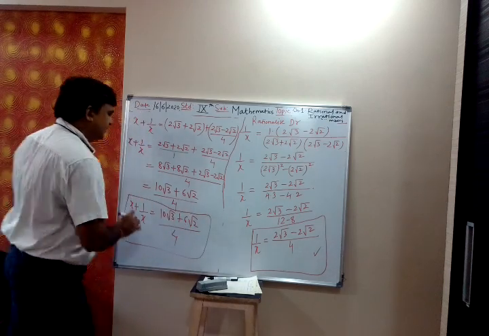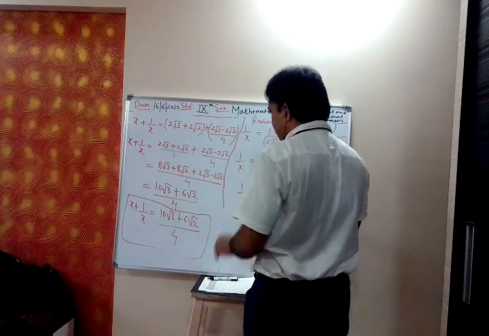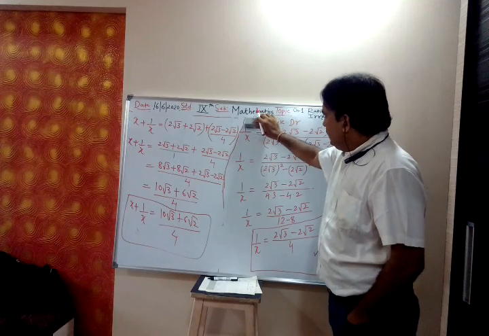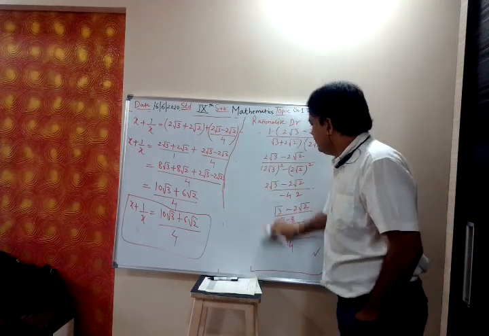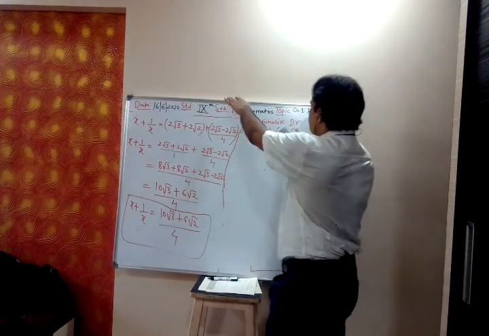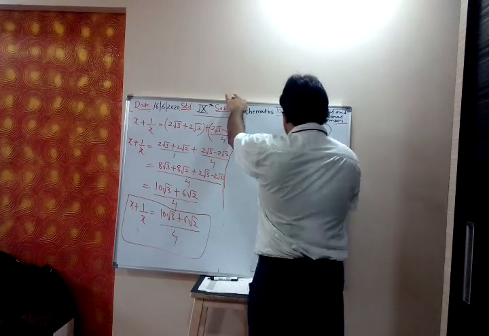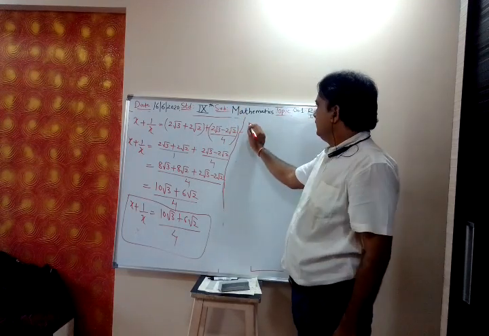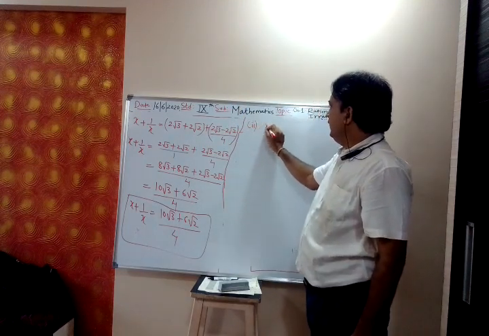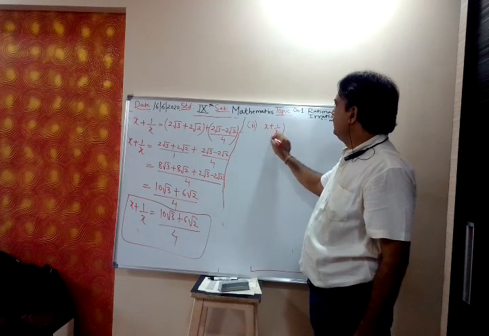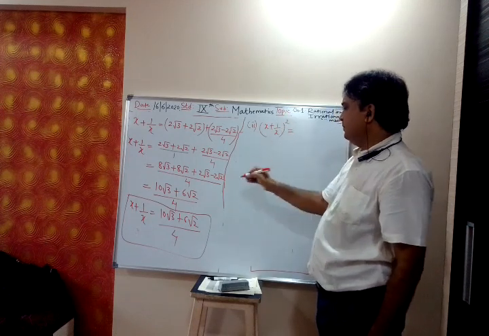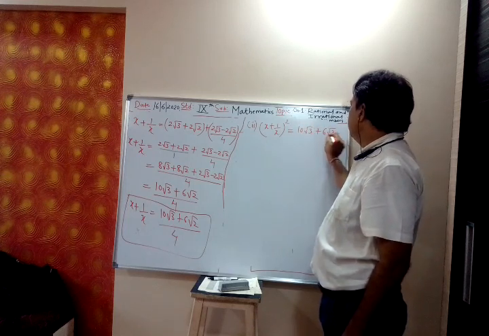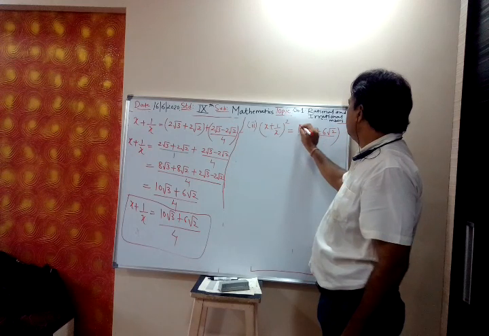Let me take 1 minute and simplify x plus 1 upon x whole square. Now square this. What is x plus 1 upon x? 10 root 3 plus 6 root 2 upon 4, whole square.